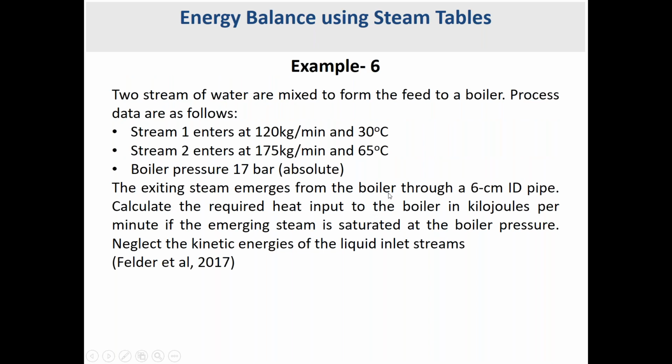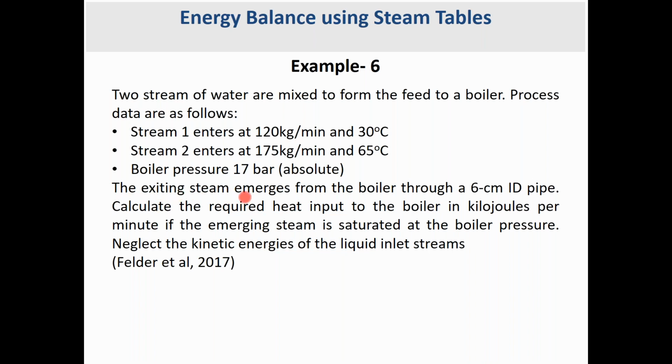So this is the example we have about a 1 component process when 2 streams of water enter a boiler. Let us read it together first. 2 streams of water are mixed to form the feed to a boiler. Process data are as follows. Stream 1 enters at 120 kg per minute at 30 Celsius, and stream 2 enters at 175 kilogram per minute, and the temperature is 65 Celsius. Boiler pressure is 17 bar absolute.